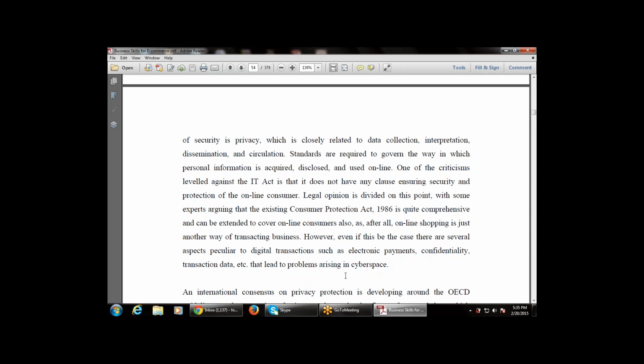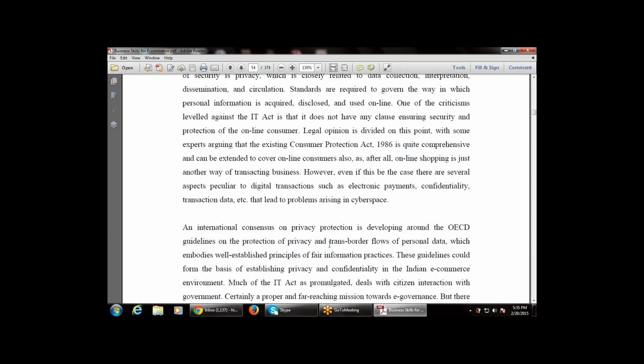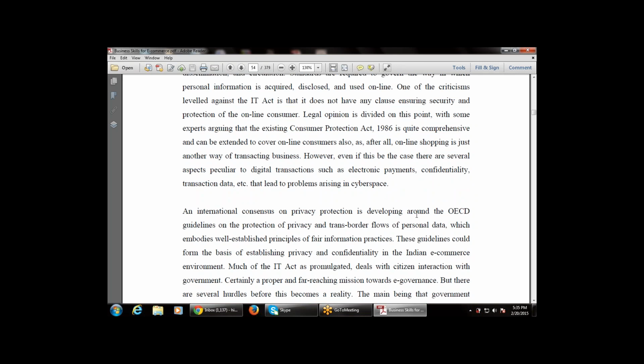Then the next paragraph says an international consensus on privacy protection is developing around the OECD guidelines on the protection of privacy and trans-border flows of personal data. So if there is any international consensus on privacy protection, developing around the OECD guidelines, that is available for the protection of privacy and trans-border flow.